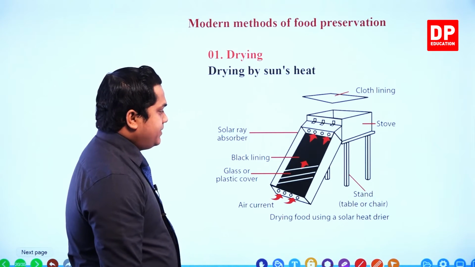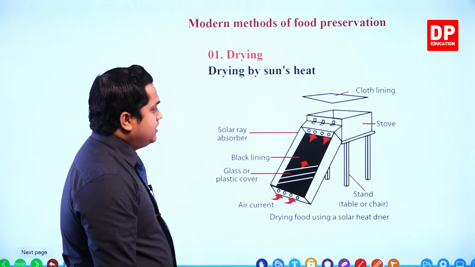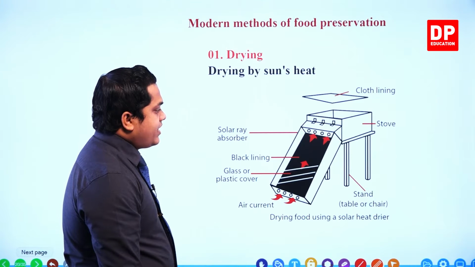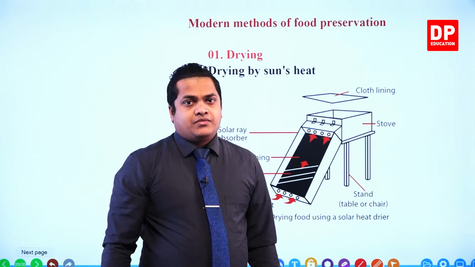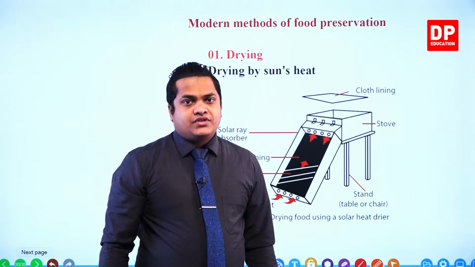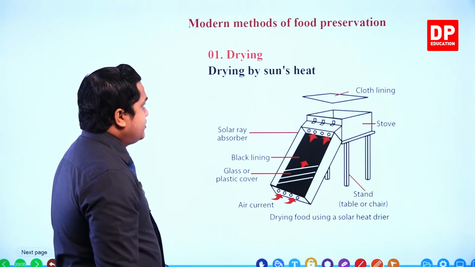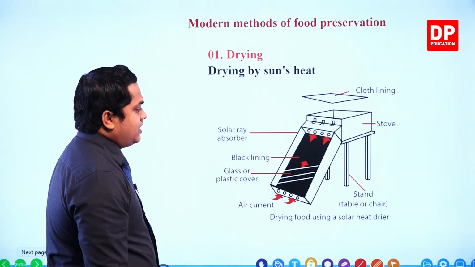It's very simple. It's like this. The solar heat dryer can be used to dry out vegetables, fruits and chilies. So this is the drying process, drying by the sun's heat, the solar dryer.